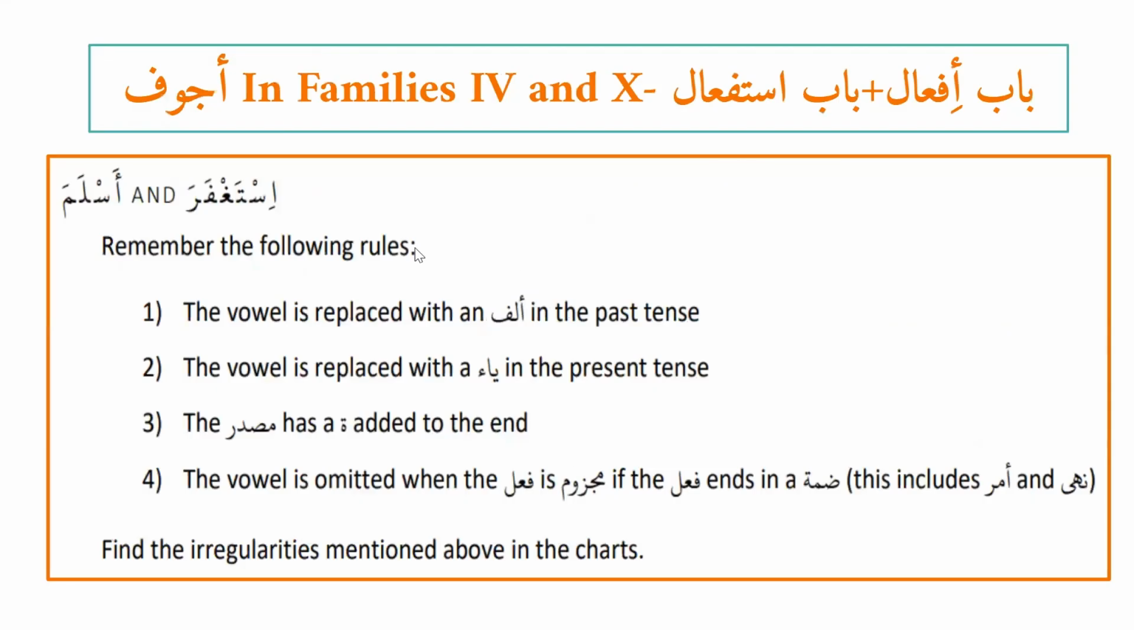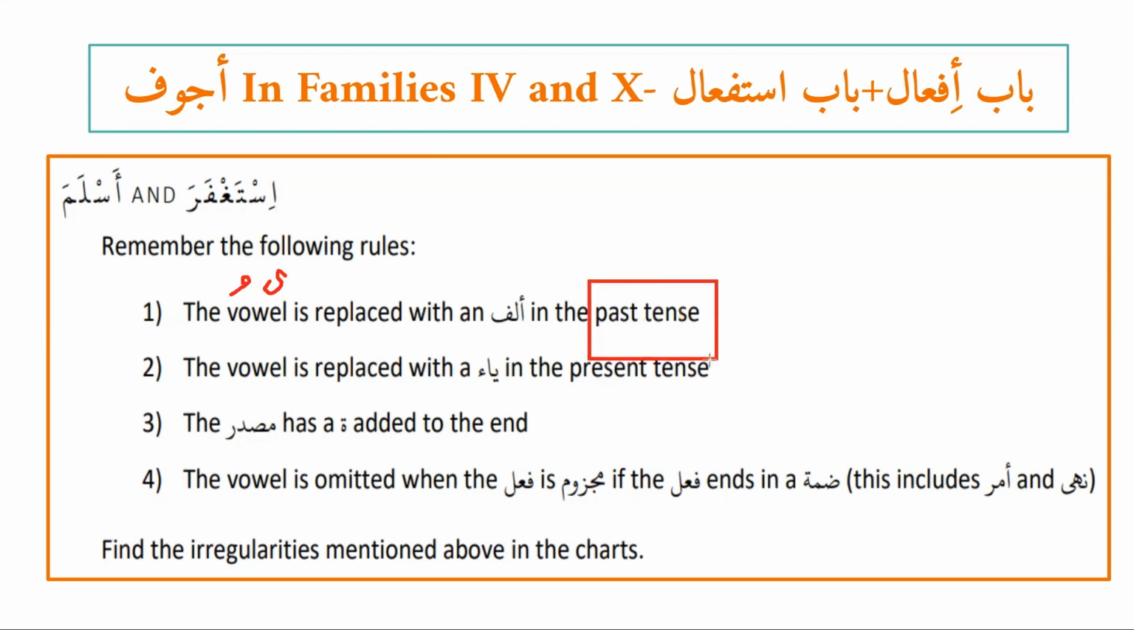Okay, so here, aslama and istaghfara family means bab if'al and bab istifal. So in both these families, what happened? The vowel means either waw or ya. Either it is ajwaf wawi or it is ajwaf yai. So either waw or ya, either ya or waw. So what happens in past tense?